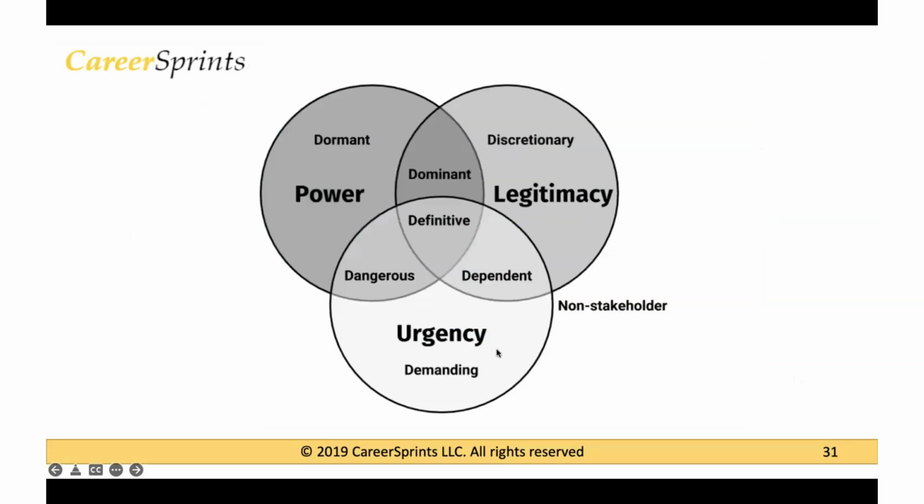And then finally, this is the last slide with regards to this chapter. This is called the salience model. The salience model is basically a model that is used to classify stakeholders. This is normally used when you are identifying and analyzing stakeholders. You would see that in the salience model, it looks like a Venn diagram, and the word salience means noticeable.